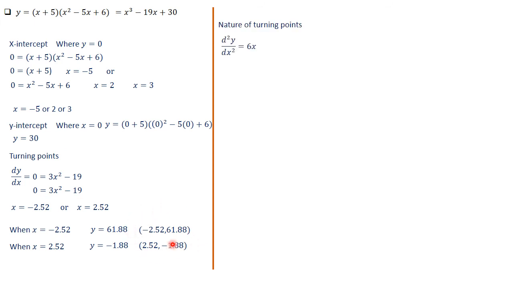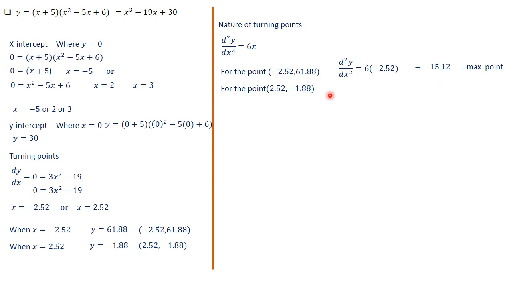What about their nature? Going to their nature now, we look for the second derivative. Differentiating this further, it will be 6x. All right? And so let's pick the first point. The point is -2.52, 61.88. So putting -2.52 in here, we get 6 times the negative of that. The answer is already negative, so we know it's a maximum point. I think that's easy. We go to the next point, which is 2.52, -1.88. Putting that value in the second derivative, 6x, putting x to be 2.52, again, it'll be a positive number, obviously it'll be a minimum point.